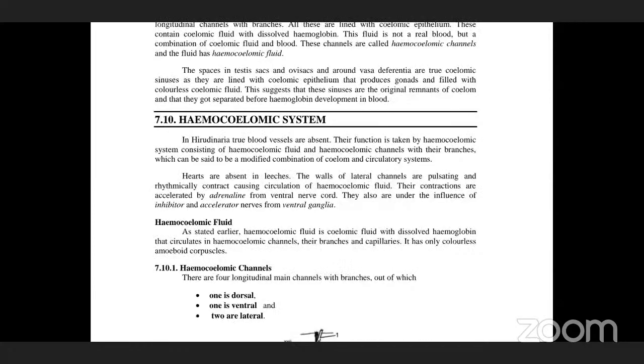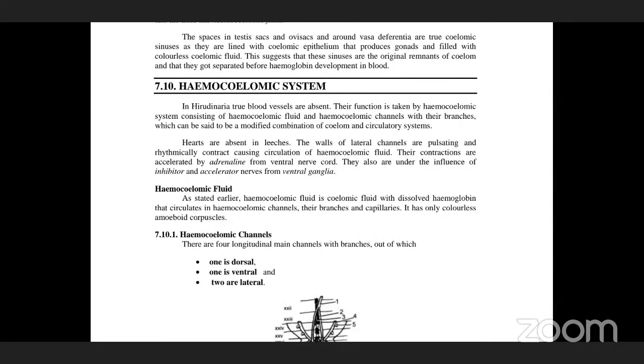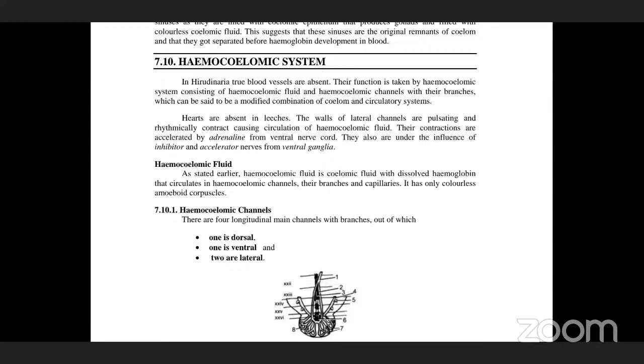The spaces in testis sacs and ovi sacs and around vasa deferentia have real or true coelomic sinuses or spaces. These sinuses are the original remnants of coelom, where they separate the hemoglobin from the blood. Then the circulatory system, the hemocoelomic system.